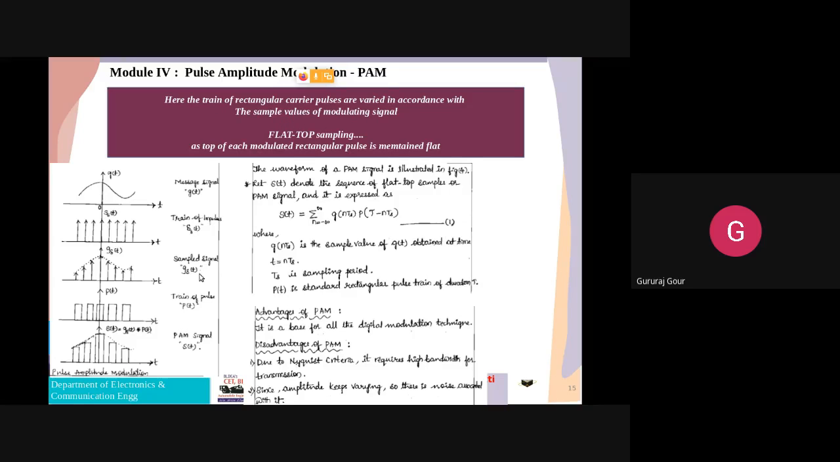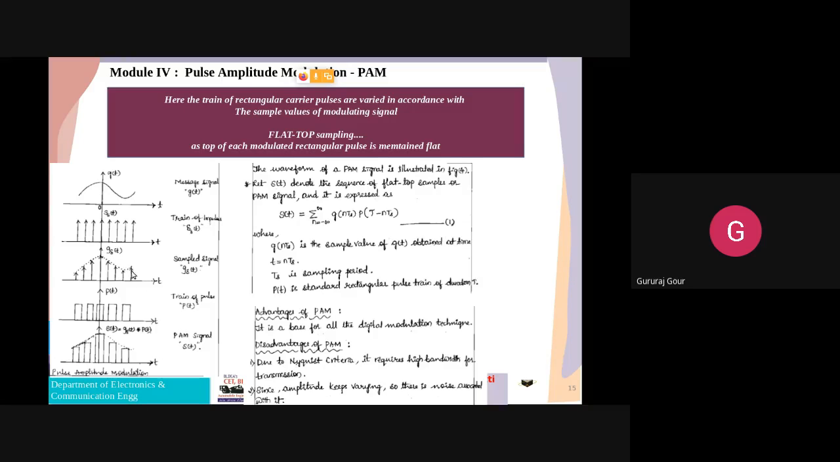So you can see the g delta(t) you are observing. These sample values of the modulating signal we are using to change the rectangular pulses of the carrier signal. Finally you can see the envelope of what we are getting, it is going to follow that of g delta(t).